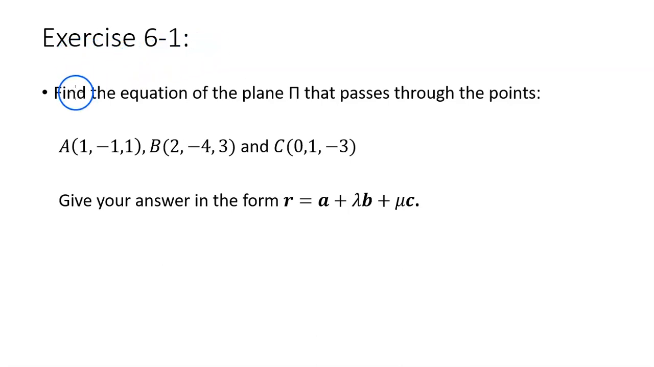Exercise 6.1. Find the equation of the plane pi that passes through the points A, B, and C with the coordinates shown. Give your answer in the form r equals A plus lambda B plus mu C. We use bold letters to represent vectors, but when you write them, you can't really write in bold, so you can draw a little arrow above it.